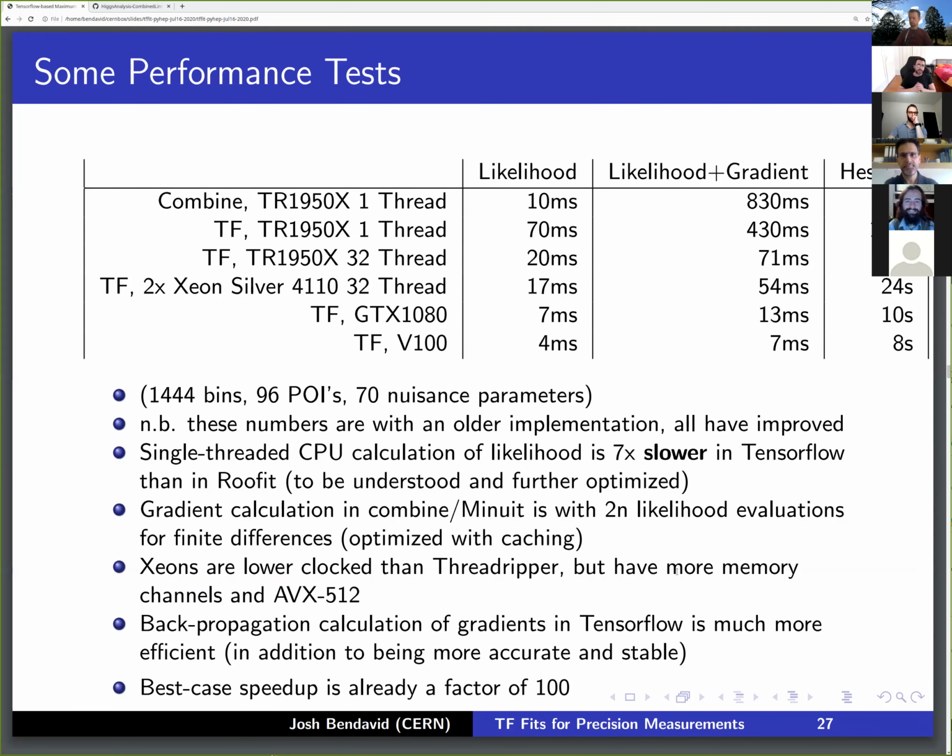Okay, some performance tests. This is an intermediate version of the analysis, but the numbers are order of magnitude similar. What I compare here is Combine, which is the traditional RooFit based framework, and then various flavors of TensorFlow: one CPU thread, many CPU threads, and then GPUs. What you should pay attention to here is the likelihood plus gradient column, because this is the thing that needs to be computed at every single iteration when you're running a fit, right? You can see this takes 830 milliseconds in RooFit, which is just single-threaded by construction.